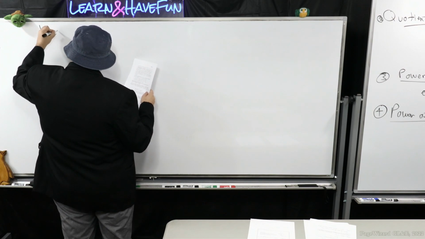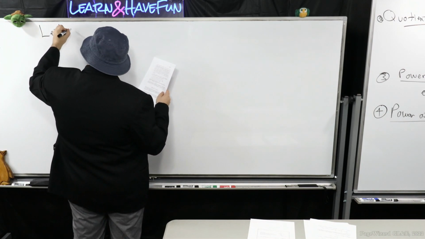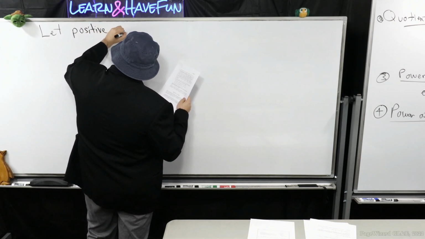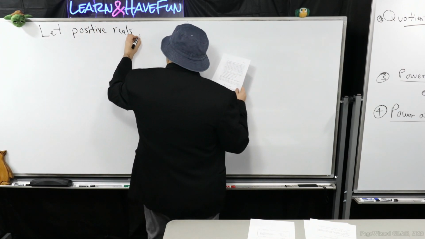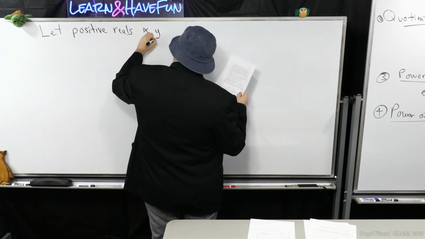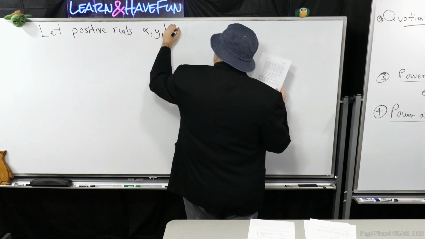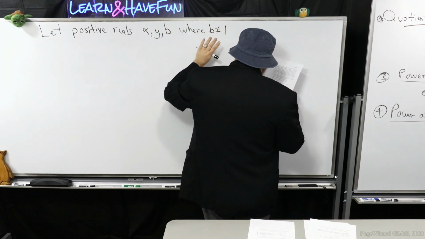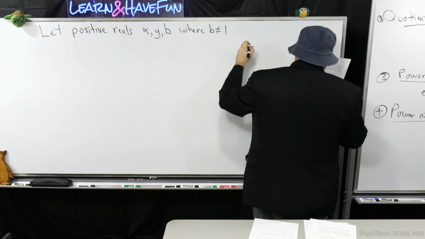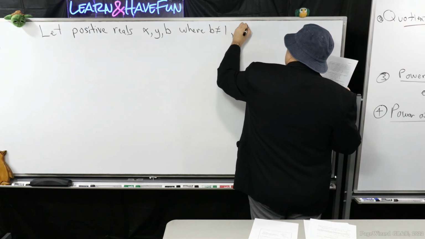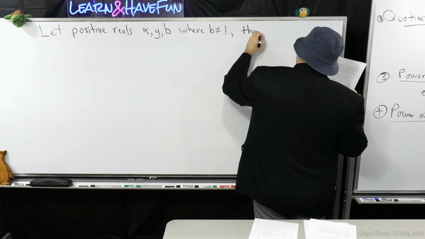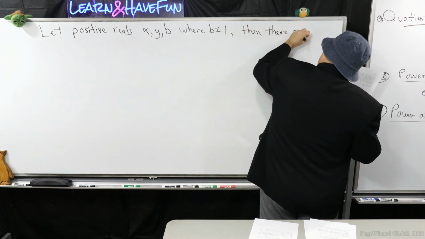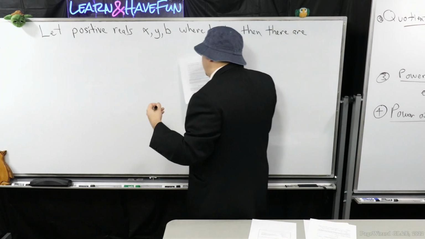So let there be positive reals. These are going to be positive real numbers X, Y, and B, where B is not equal to 1. You'll see in a moment why it may not make a whole lot of sense for B to be equal to 1. Then there are the following properties for a logarithm.